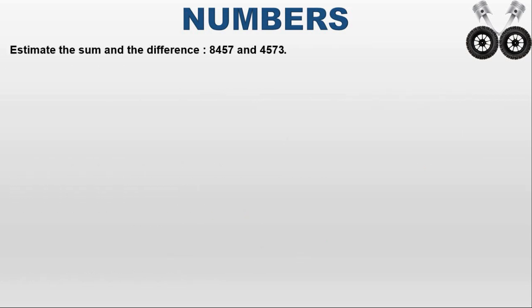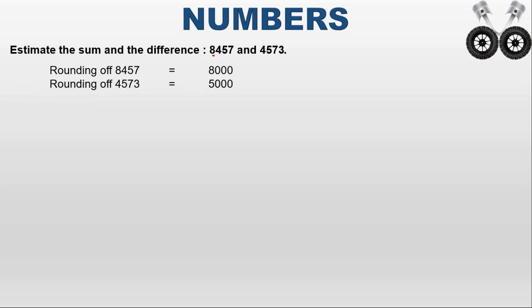Next one, estimate the sum and difference of 8457 and 4573. So first we should round off. Then we will do the sum and difference. Okay. What is meant by sum? Sum means addition. Difference means subtraction. Okay. So rounding off 8457. Both have the same number of digits, so we will round off to the nearest 1000. Okay. So the 1000 position value is an 8. Now look at the right side number. It is 4, less than 5. So you have to write the number as it is. So that is 8000. Okay.